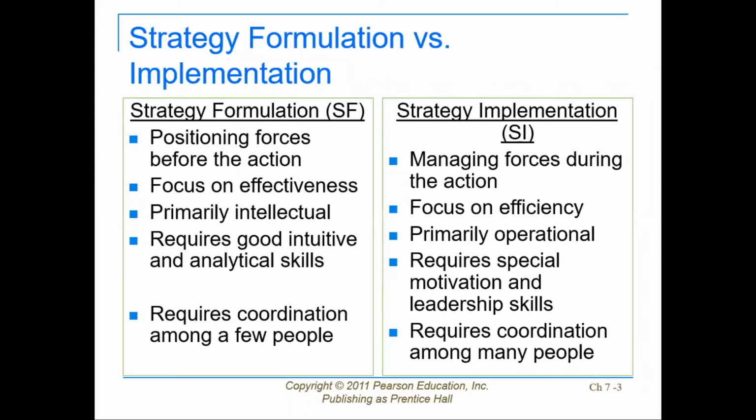If you have any questions, you can ask. Otherwise, I will proceed further, because this chapter is not that difficult or technical. You just need to go through the slides. You have to just read all these slides. There's nothing technical in this chapter, so I think it would not be difficult for you. So these are the basic differences between the strategy formulation stage and strategy implementation stage.